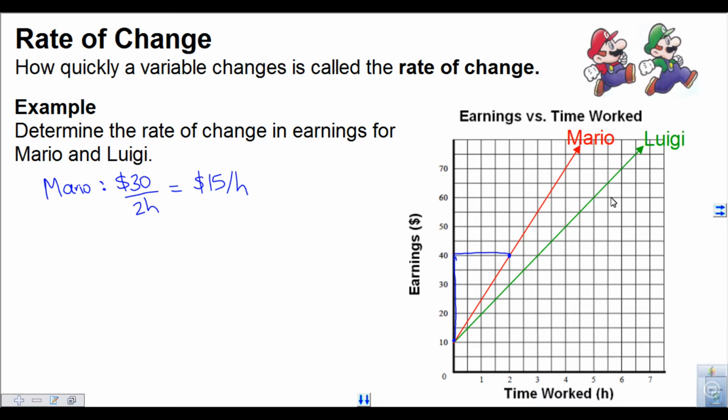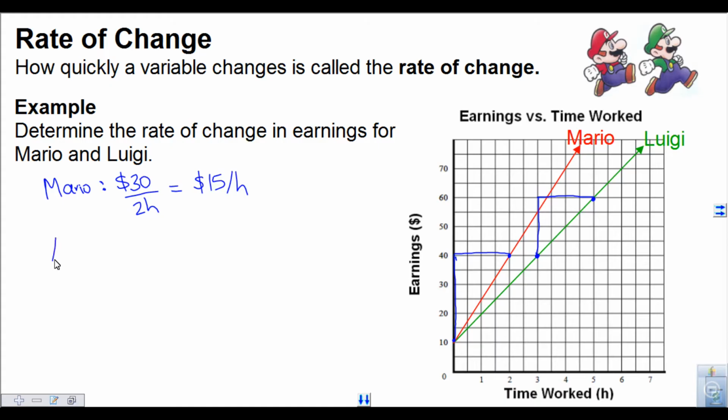Let's take a look at Luigi now. Let's just go somewhere else on the graph here. Let's start from here. It doesn't actually matter where you begin. After 3 hours of working, Luigi has earned $40. And then over here, after 5 hours of work, he's earned $60. So during that span, he went from having $40 to having $60. That looks like an increase of $20. And in order to do that, he had to work 2 hours as well.